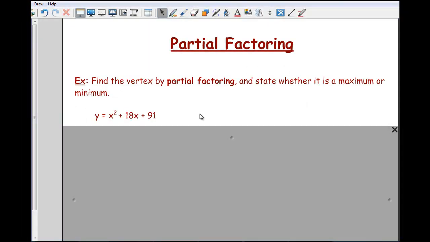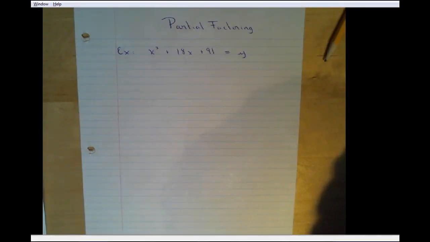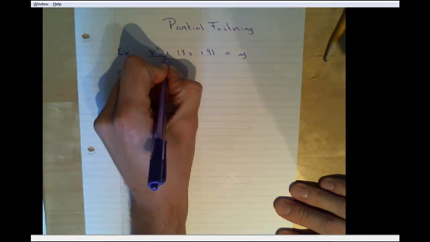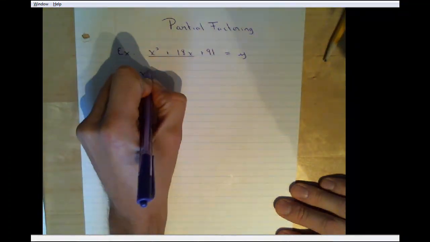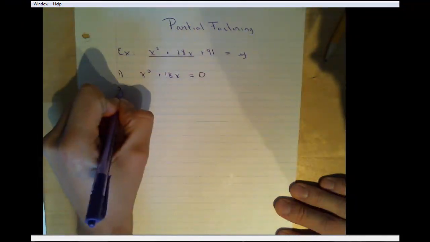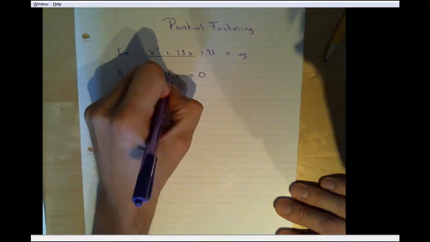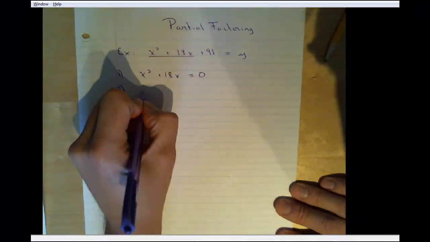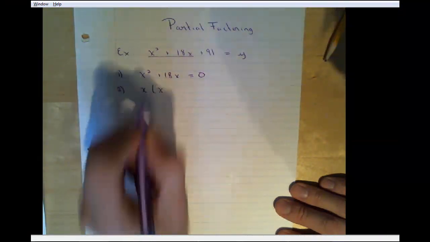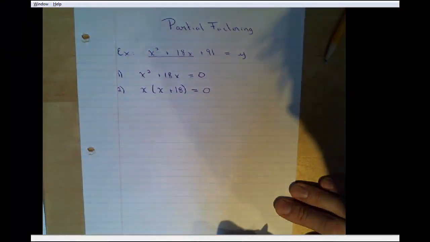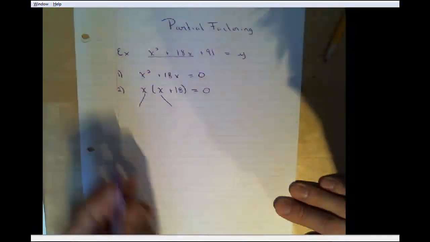So find the vertex by partial factoring, state whether it's a max or min, y is equal to x squared plus 18x plus 91. Okay, so first step, take a look at these 2 terms only and set them equal to 0. Okay, second step, common factor. Just common factor. So we can take x and x, that's it. So it's x that's common, and then what goes into x squared is just x plus 18, and it's equal to 0. Okay, you have to break this into its 2 parts.